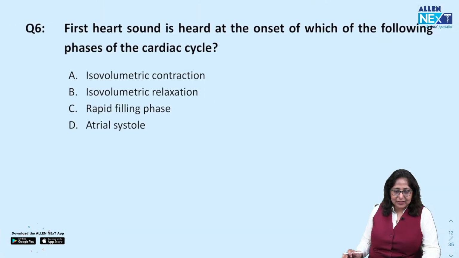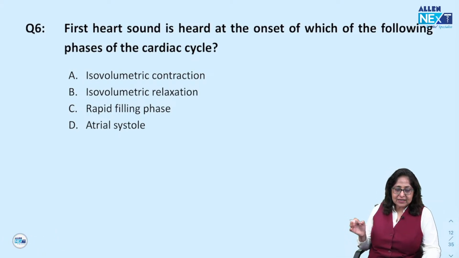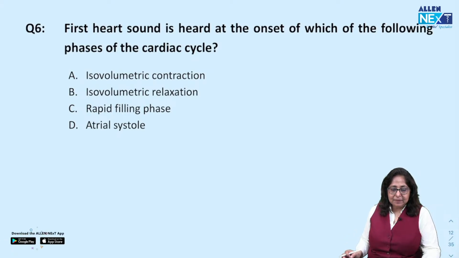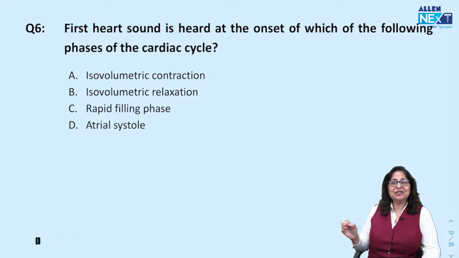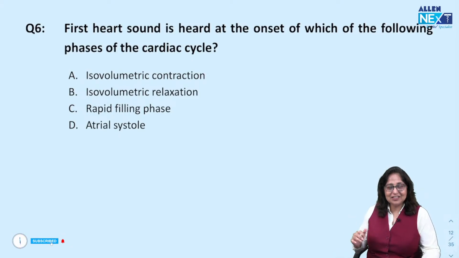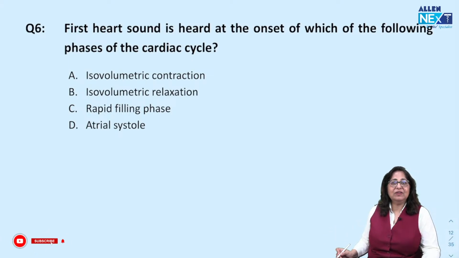All right, let's look at the next question. First heart sound is heard at the onset of which of the following phases of the cardiac cycle? Darshan says, explain negative feedback. Darshan, let me take it towards the end of discussion of these questions. Just remind me, I will discuss what is negative feedback.